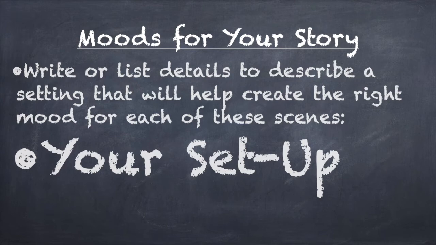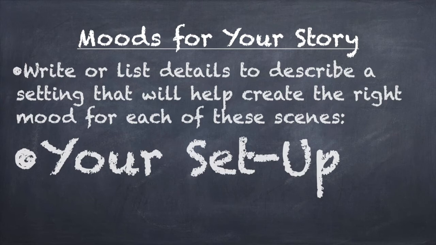Now, as you go through your story, as we mentioned in a previous video, there are certain elements that you're going to have in your story structure. You're going to have your setup, your inciting incident, your rising action, your climax, your falling action, and your resolution. Those are your main 7 story beats, as we called them in a previous video.